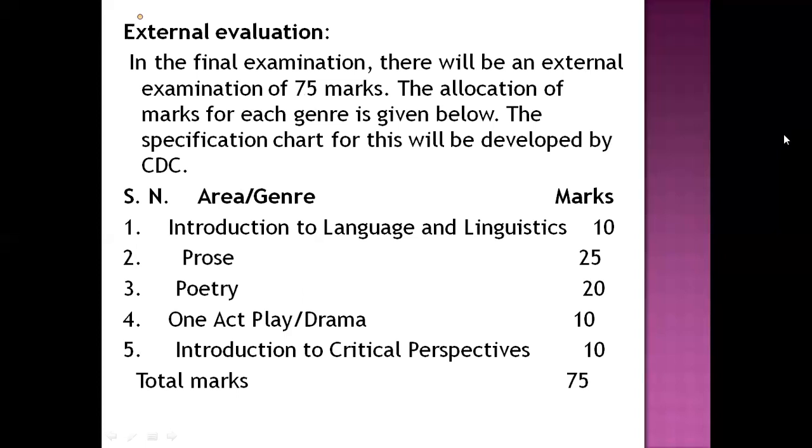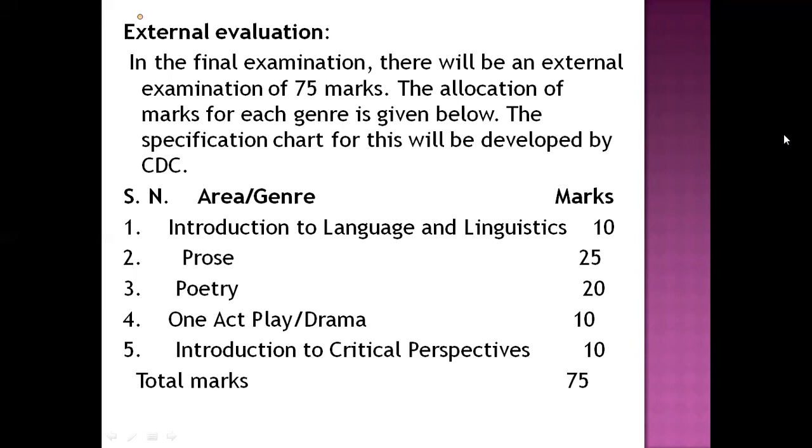There will be an external examination of 75 marks, and the allocation of the marks for each genre is given below. The specification chart for this was developed by the Central Curriculum Development Center. Now let's discuss how the marks are divided unit wise, that is area and genre, the subject matter to be learned by the student.